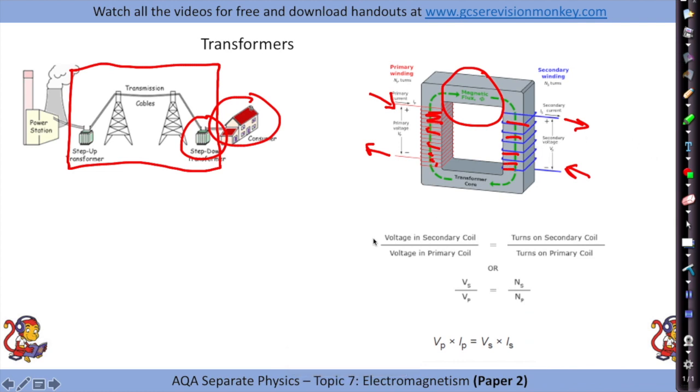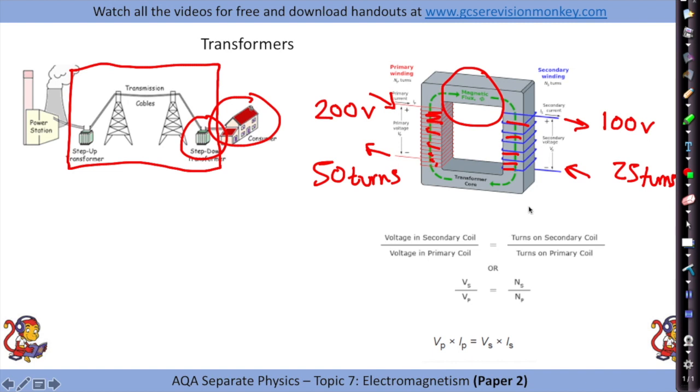Well, if we know the number of turns on one side and we know the voltage that's being put in on that side, and we know the number of turns on the other side, we can work out the voltage on the other side. So we can see that the ratio of the voltages is the same as the ratio of the number of turns. If my voltage on this side is 200 volts, for example, and on this side it was 100 volts, it also makes sense that the number of turns have gone down by half as well. So if I had 50 turns on this side, I would only have 25 turns on this side.